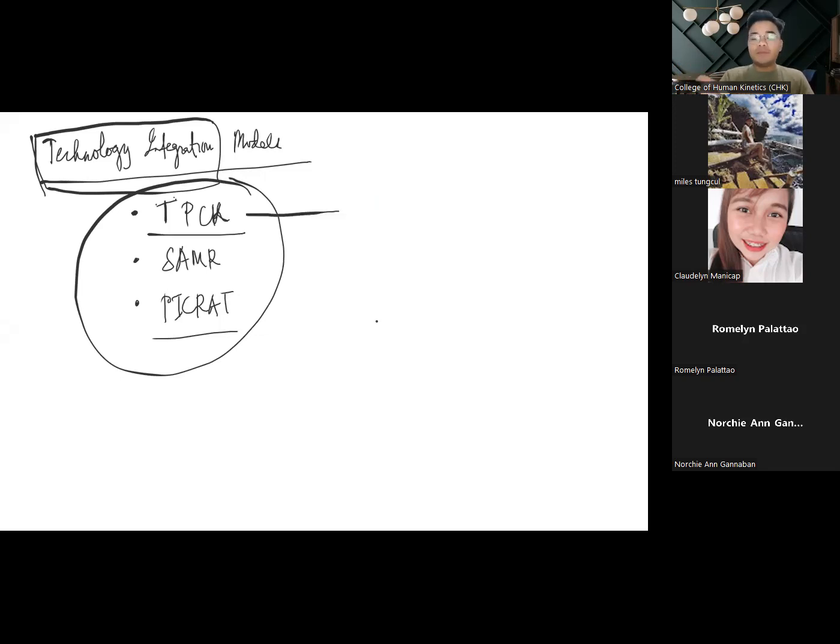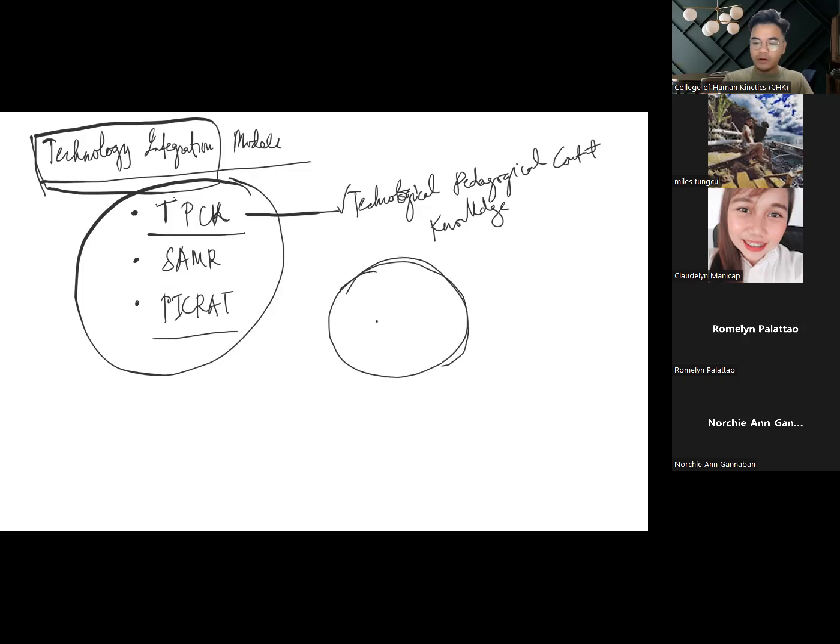The TPCK stands for technological pedagogical content knowledge. Okay, in fact, I sent this module to your GC and I hope you read it in advance. But anyhow, it means the technological pedagogical content knowledge. So we can illustrate the TPAC model using a Venn diagram. Okay, tatlo yon, tatlong bilog.